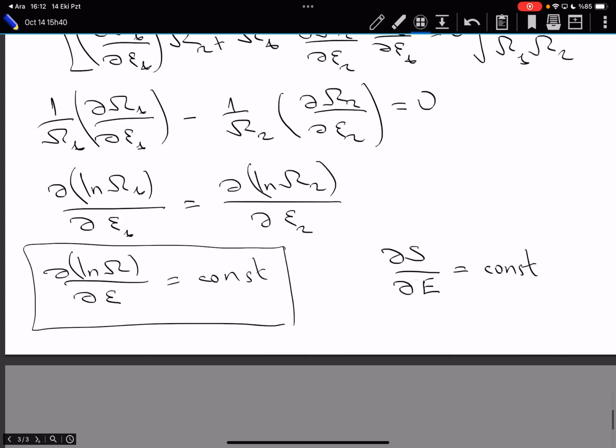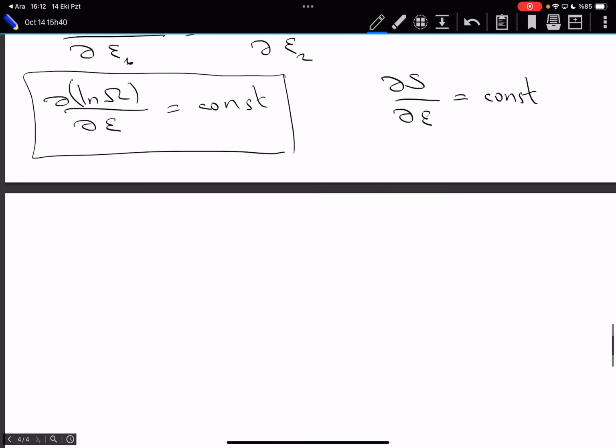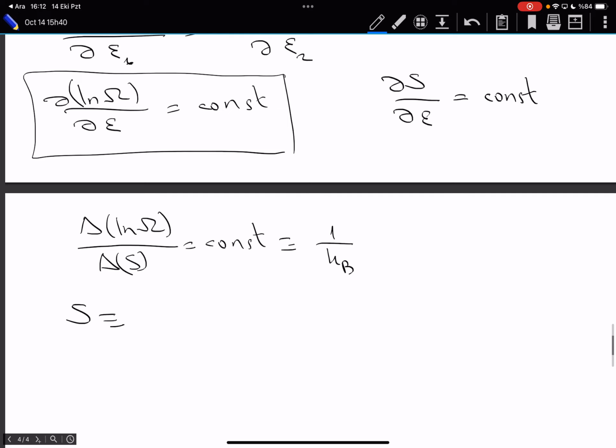You see, epsilon was the energy of the subsystem. Well, your book says that this also means that the change in the logarithm of omega with respect to entropy should be constant. Let's call that constant 1 over the Boltzmann constant. So the entropy, let's say, is defined as the Boltzmann constant times the logarithm of omega.